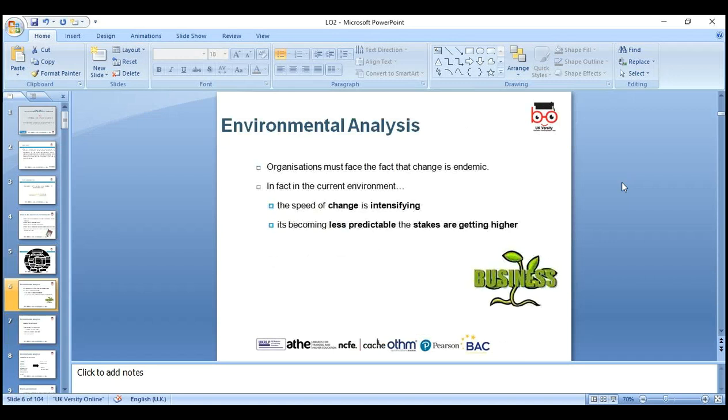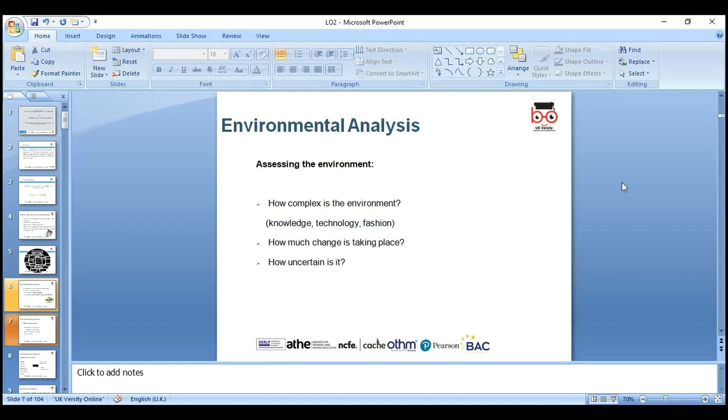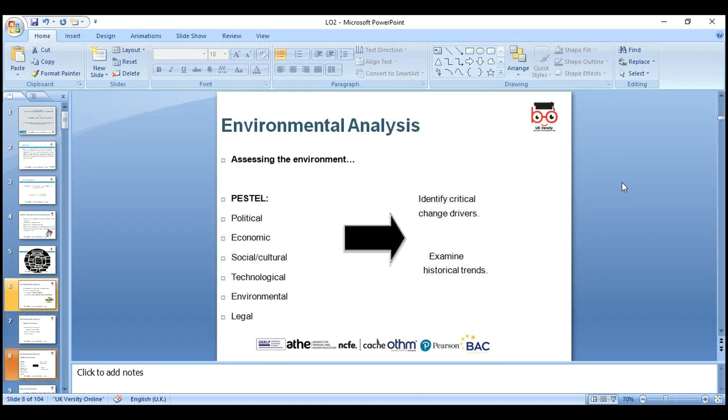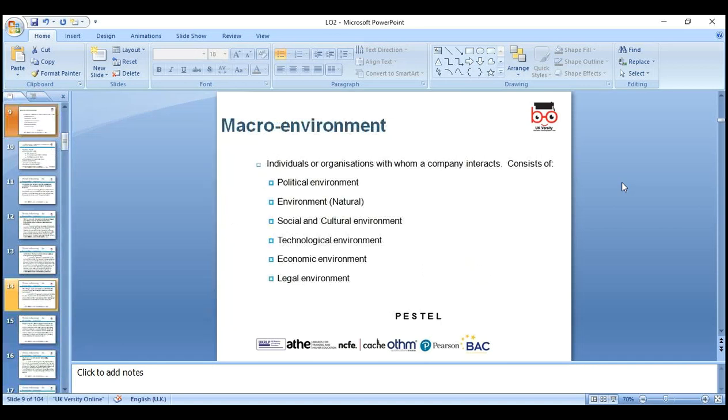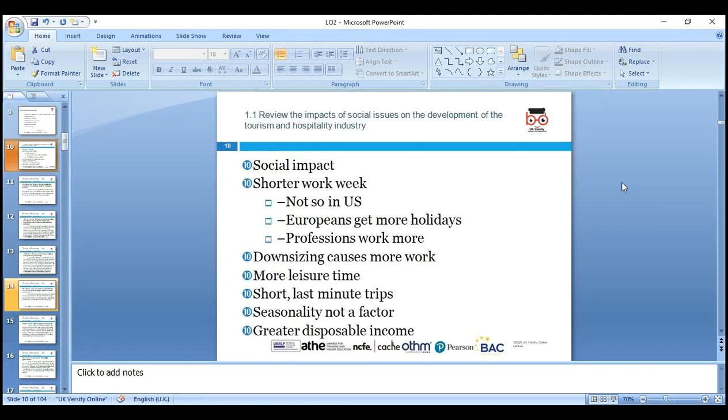Of course, organizations must face the change. Due to COVID-19, any organization, either in hospitality or other industries, needs to change. Assessing the environment is quite complex. We need knowledge; technology, fashions, all these change. We already know this is called PESTEL, the forces: political, economic, social, technological, environmental, legal. All these impact our hospitality and tourism industries, and that is what we will focus on. First we'll review the impact of social issues on the development of the tourism and hospitality industry.